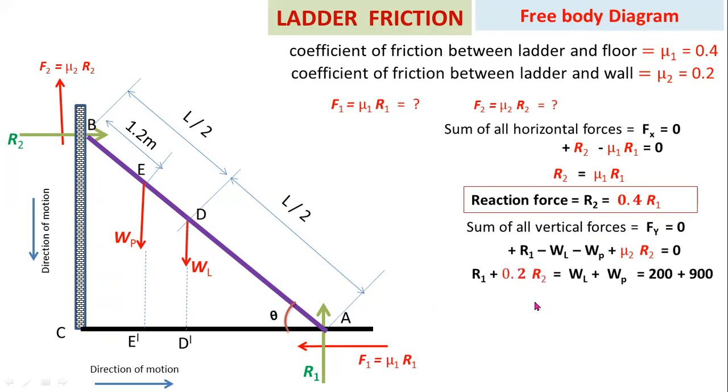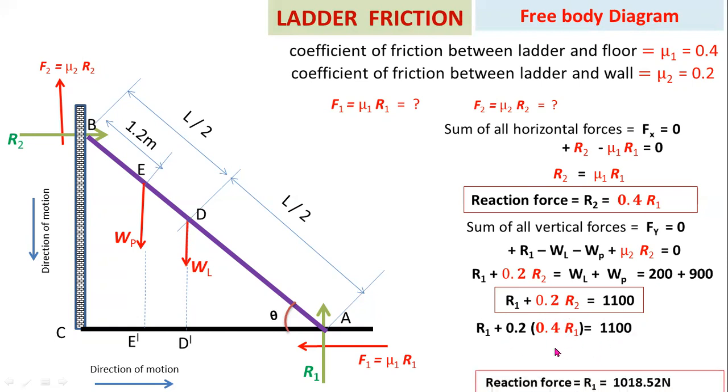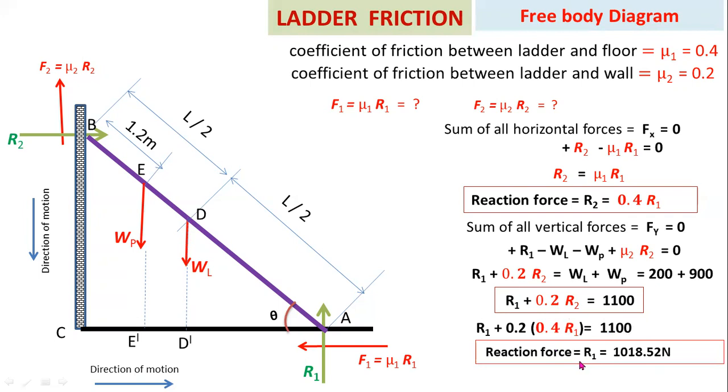Here R1 plus 0.2 R2 equal to 1100. Now you have to substitute the value of R2 in this equation. R1 plus 0.2 into 0.4 R1, since R2 equal to 0.4 into R1, equal to 1100. From this equation, you can find the value of reaction force R1.